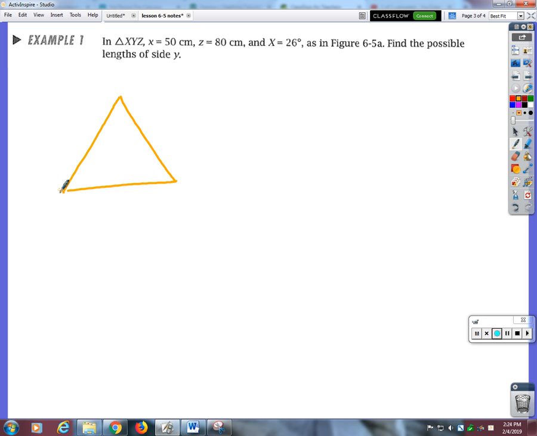All right, so let's do one of these in triangle XYZ. X is 50, Z is 80, and angle X is 26 degrees, okay? So notice that we are in the side-side angle situation because the angle that we know is not in between the 2 sides. So that means that there are going to be 2 different triangles that will fit this information. All right, are you ready?